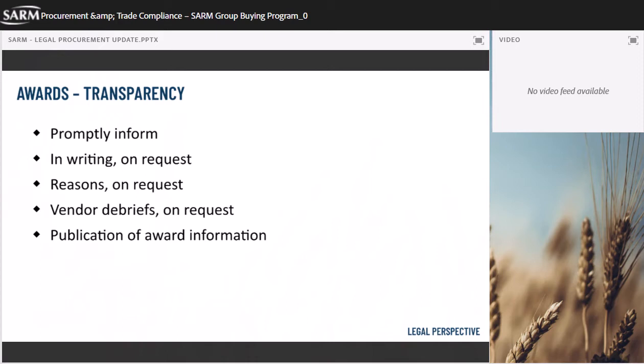Now, with awards, transparency is key. We're required to promptly inform of our decision and provide those decisions and reasons in writing if they're requested. Award information needs to be published. And if parties are requesting reasons for the selection, you need to be able to provide that, as well as provide vendor debriefs if requested. That's a new requirement under the CFTA. It helps with that transparency requirement. And that's why it's very important to consider your evaluation criteria and how it's being followed.